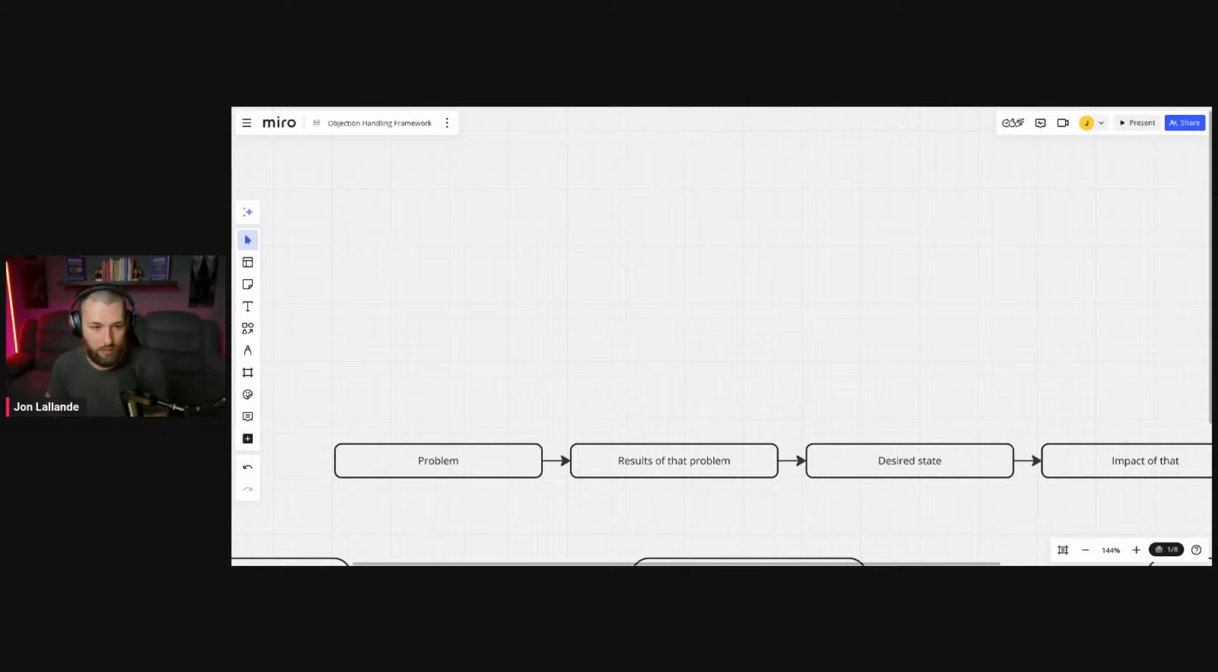The results of that problem. So these tenants aren't paying. Who's paying that? Are you paying it? What is that doing to your finances, right? So we need to have the impact of that problem, the problem that they're trying to solve.